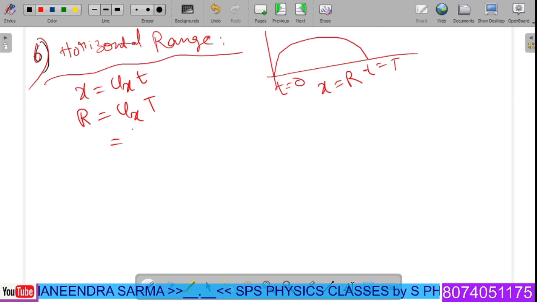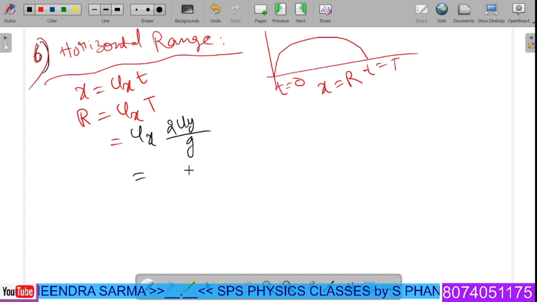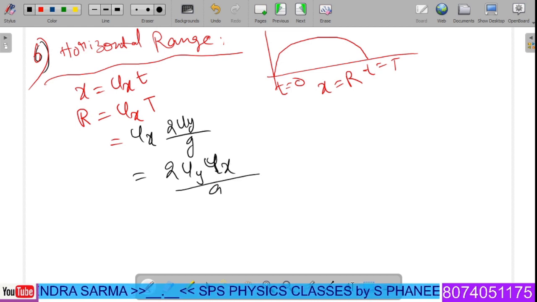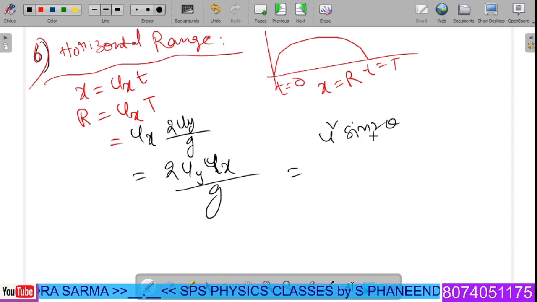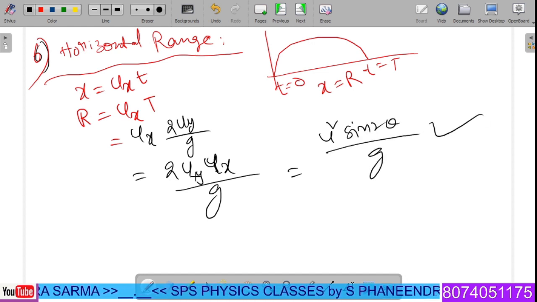what do you mean by ux here? As it is, you write T as 2uy by g. Therefore you can write 2uy ux by g, or in other words u square sine 2 theta by g. We can write it like this. Why? Because already we know that ux is nothing but u cos theta, and uy is nothing but u sine theta. So upon substituting this, we got the trigonometrical expression like this.